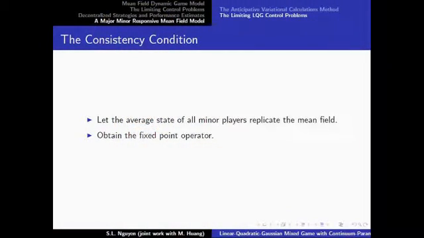So again, let's average the state of all minor players, and we get another equation to obtain the limiting process z. And we obtain a fixed point operator, and from that we can solve for the limiting mean field process, and then we can proceed similarly, and we can obtain the epsilon-Nash equilibrium property, and we can estimate the performance of the approximation.